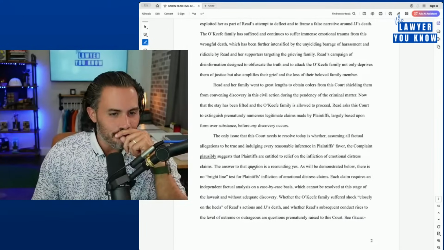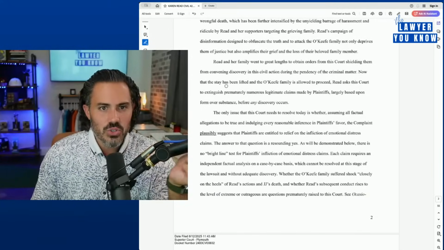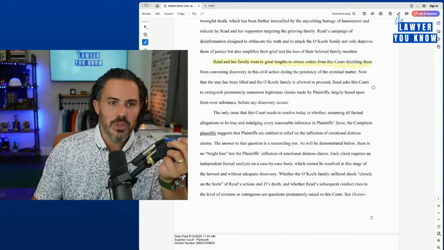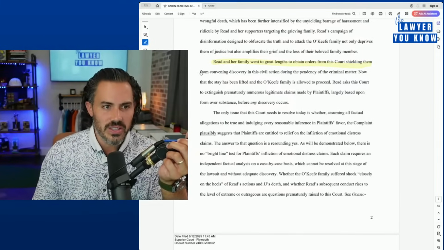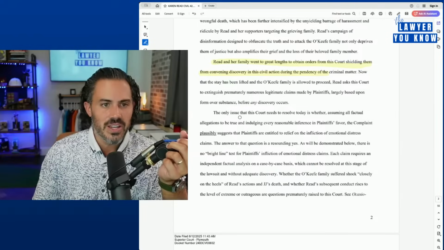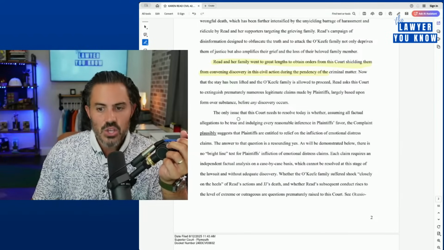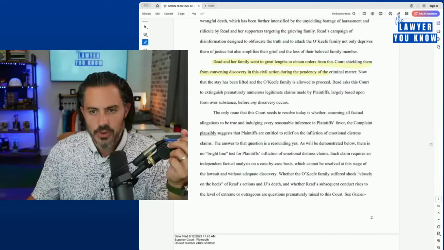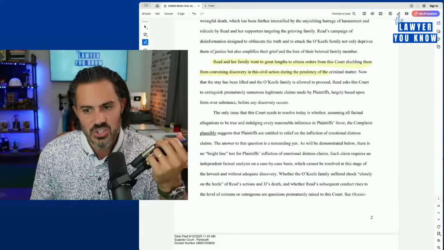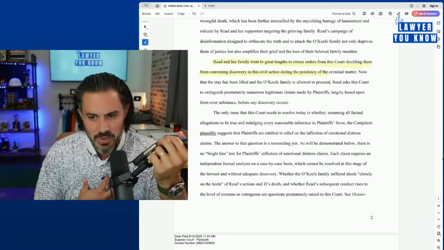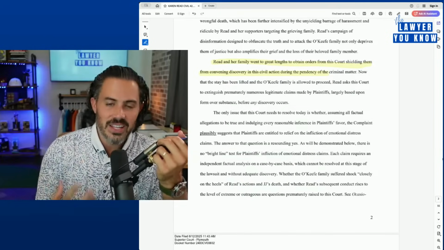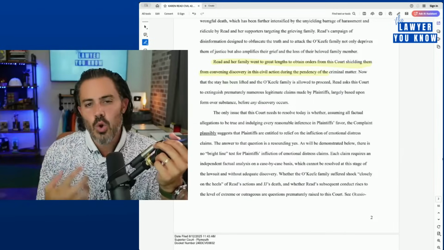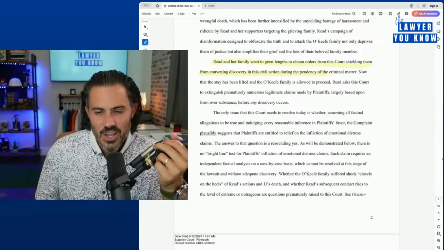Okay, so I want to mention this just because a lot of people were talking about it. Karen Reed and her family went through great lengths to obtain orders from this court, shielding them from discovery in this civil action during the pendency of the criminal matter. So the O'Keefes say things like, oh, it's so inappropriate, they're trying to block discovery, they don't want to let us take depositions. From my perspective, it is true that they were trying to block discovery, but it was completely appropriate, completely legal, and what you should do when there's an active criminal case.